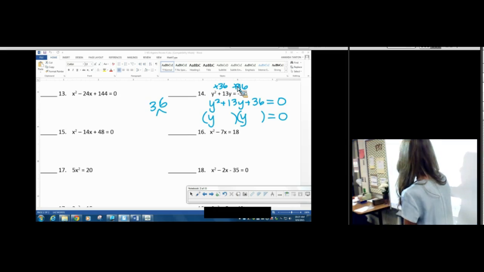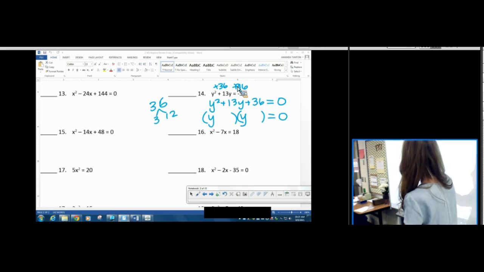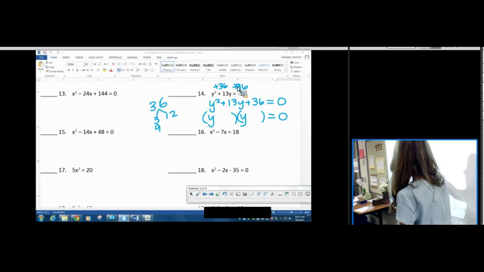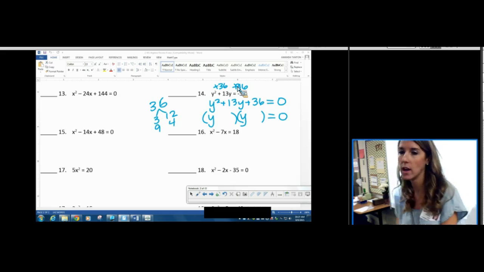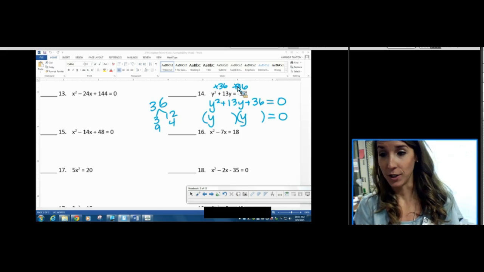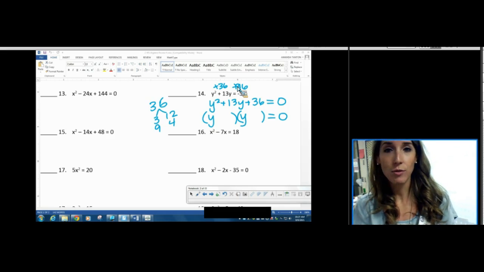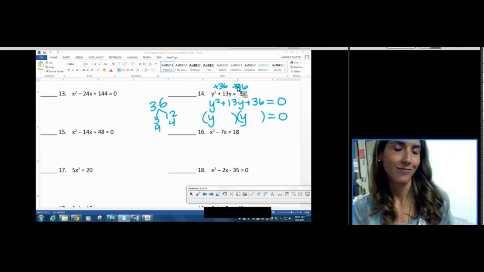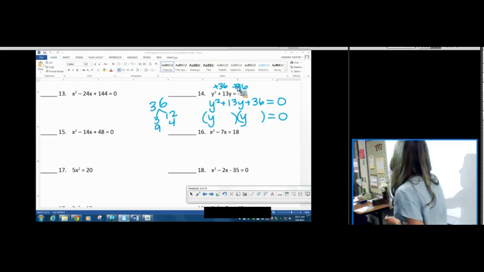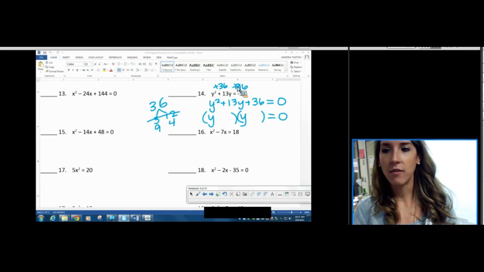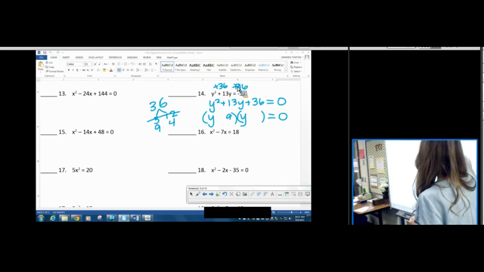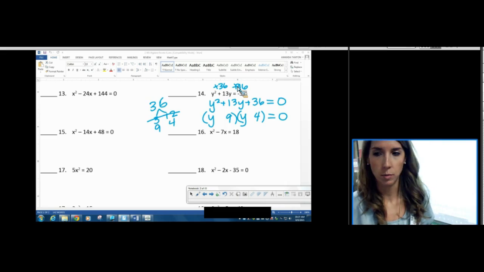3 and 12. 9 and 4. 36 and 1. You keep listing out factors until you find 2 that could make a 13. Whether you're adding or subtracting doesn't matter. Could I make a 13 out of a 3 and a 12? No. You lost. Could I make a 13 out of a 9 and a 4? Absolutely. So I don't worry about the signs yet. I just stick the 9 and the 4 into those parentheses.